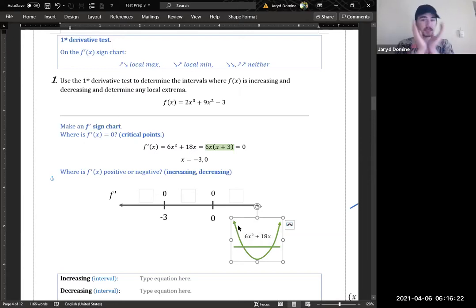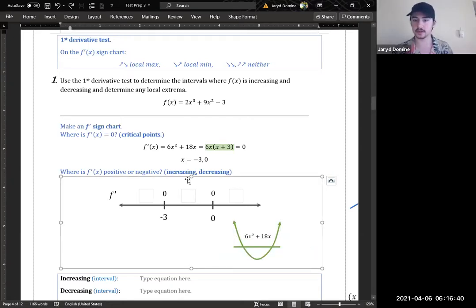And because it opens upwards, it's positive on the sides and negative in the middle. If this was a negative x squared, then what we would have here is a downwards parabola, so it would be positive in the middle and negative on the sides.